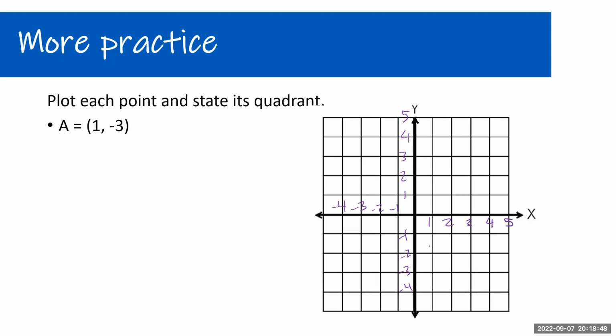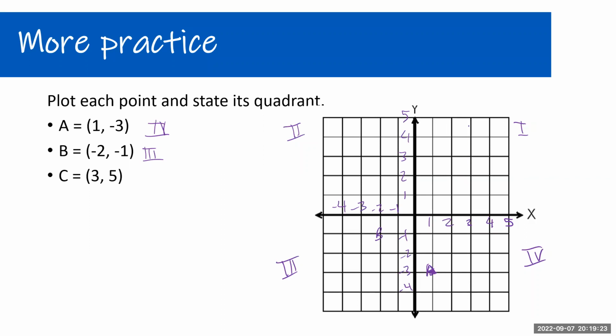So (1, -3) is going to be over here, and we are going to name that point A. There's point A, and that is going to be in quadrant 4. Okay, so remember, this is 1, 2, 3, 4. B is (-2, -1), so B is right there. It's going to be in quadrant 3.